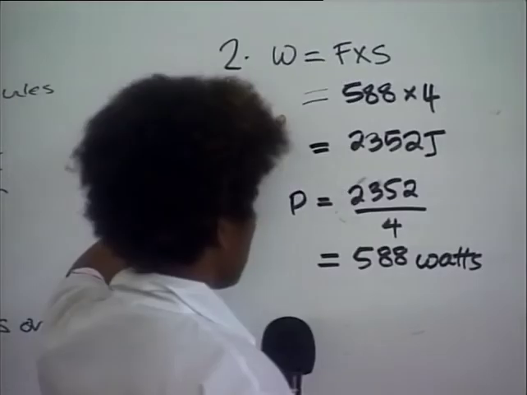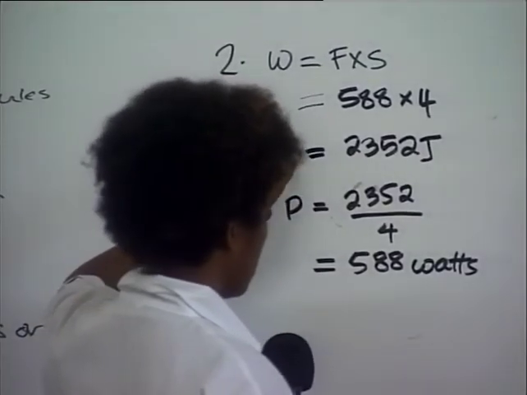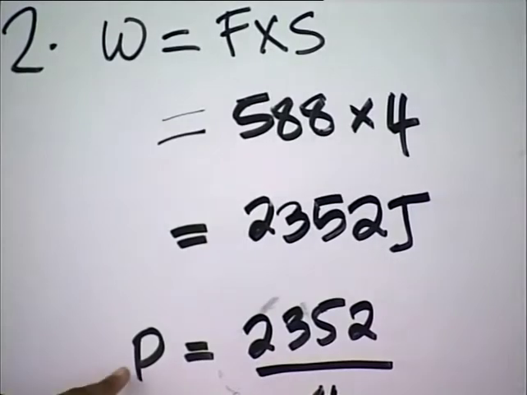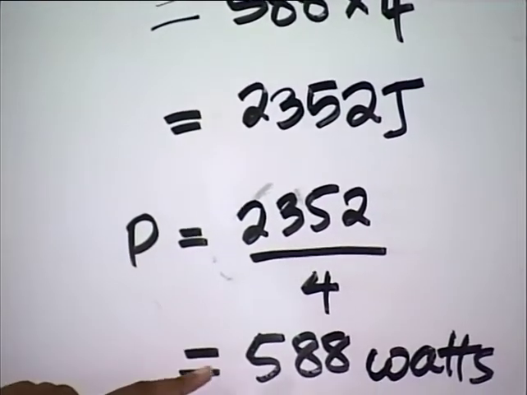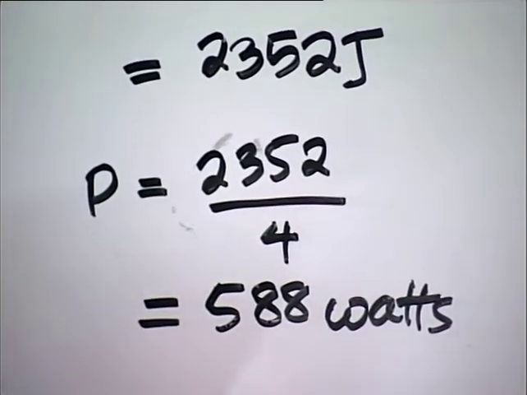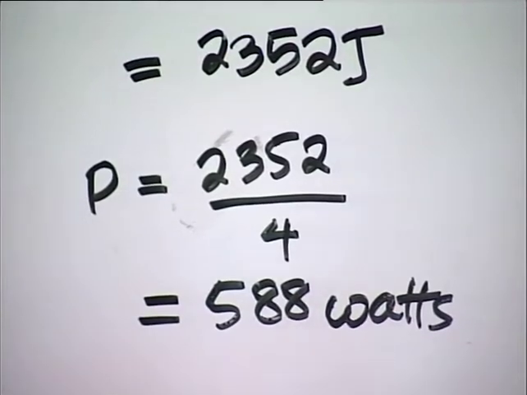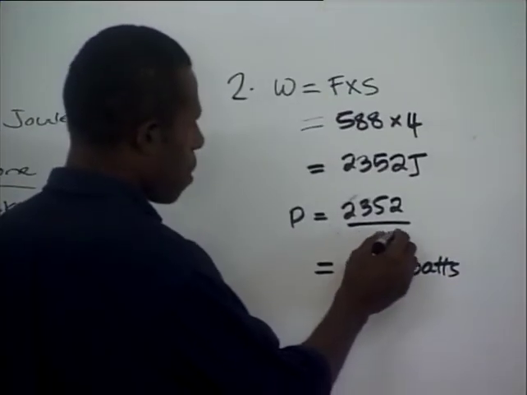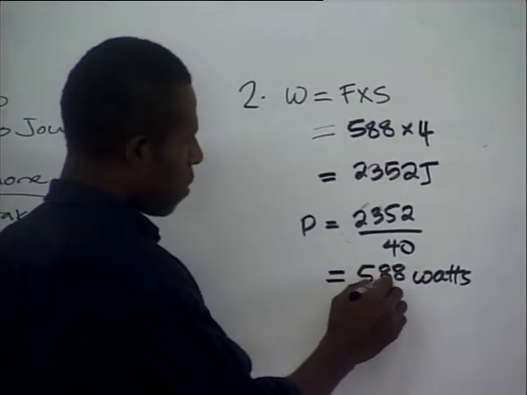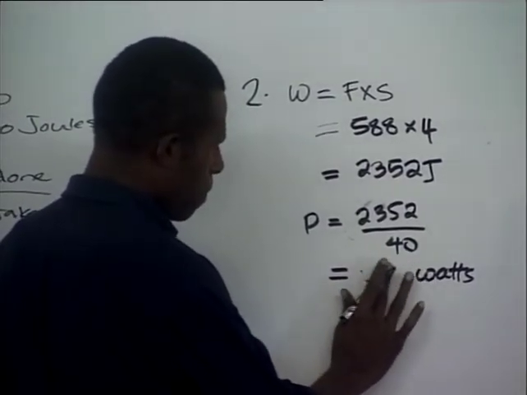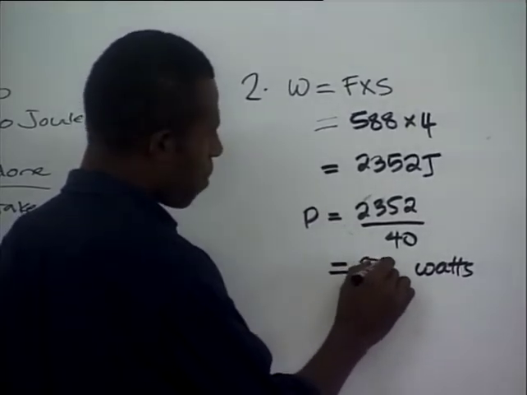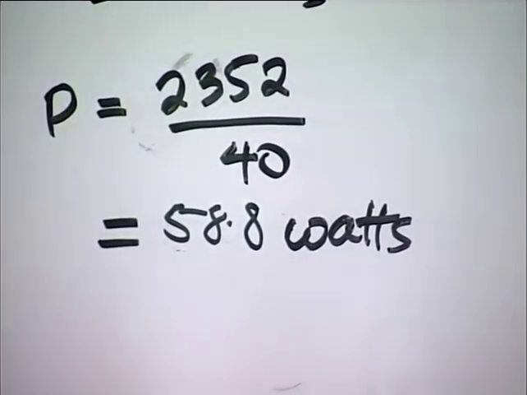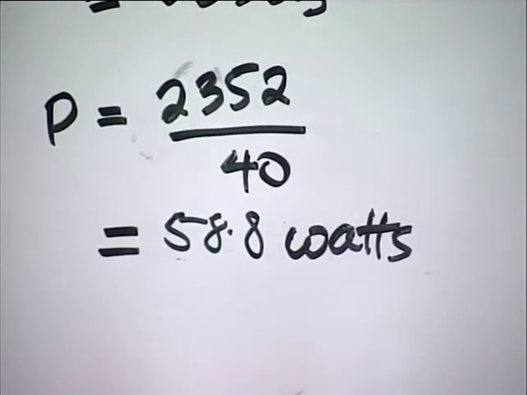Since work is equal to force times distance, our work done here is 2,352 joules. Since power is equal to work over time, 2,352 divided by 4 seconds will give you 588 watts. Okay, 588. Should it be? Okay, it should be 40 seconds and not 4 seconds. All right, so this one will be 58.8. All right, 58.8 is the answer to question number 2.